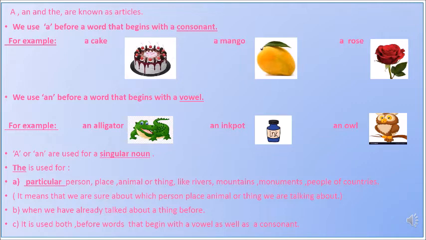C. The is used both before words that begin with a vowel as well as a consonant. Like children, a is used only before consonant words, an is used only before vowel words, but the can be used in both cases. You can write the before consonant words, and you can write the before vowel words also. Okay, children? So I hope I have been able to explain to you the use of a and the, so that you are able to read and write correctly. Okay?